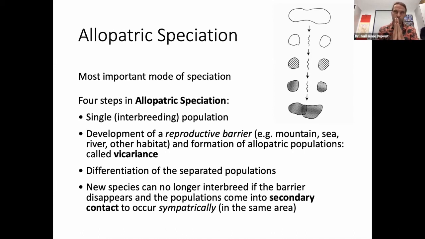The process of splitting a population by some kind of physical barrier is called vicariance. This is a term which you should remember, because we also come back to vicariance repeatedly when we talk about things like plate tectonics, river incision, mountain building, and so on.